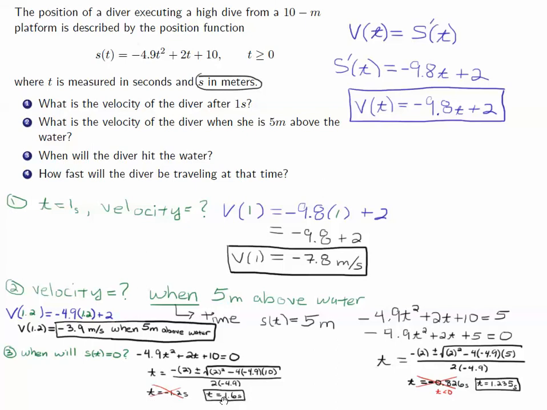Now that we have that time, that's when the diver hits the water, we can tell how fast the diver will be traveling at that time. So we are really trying to find out what's the velocity. Take that time, plug it into the velocity function, and you get minus 5.8 meters per second is the velocity when the position is 0, or minus 5.8 meters per second when the diver's hitting the water.